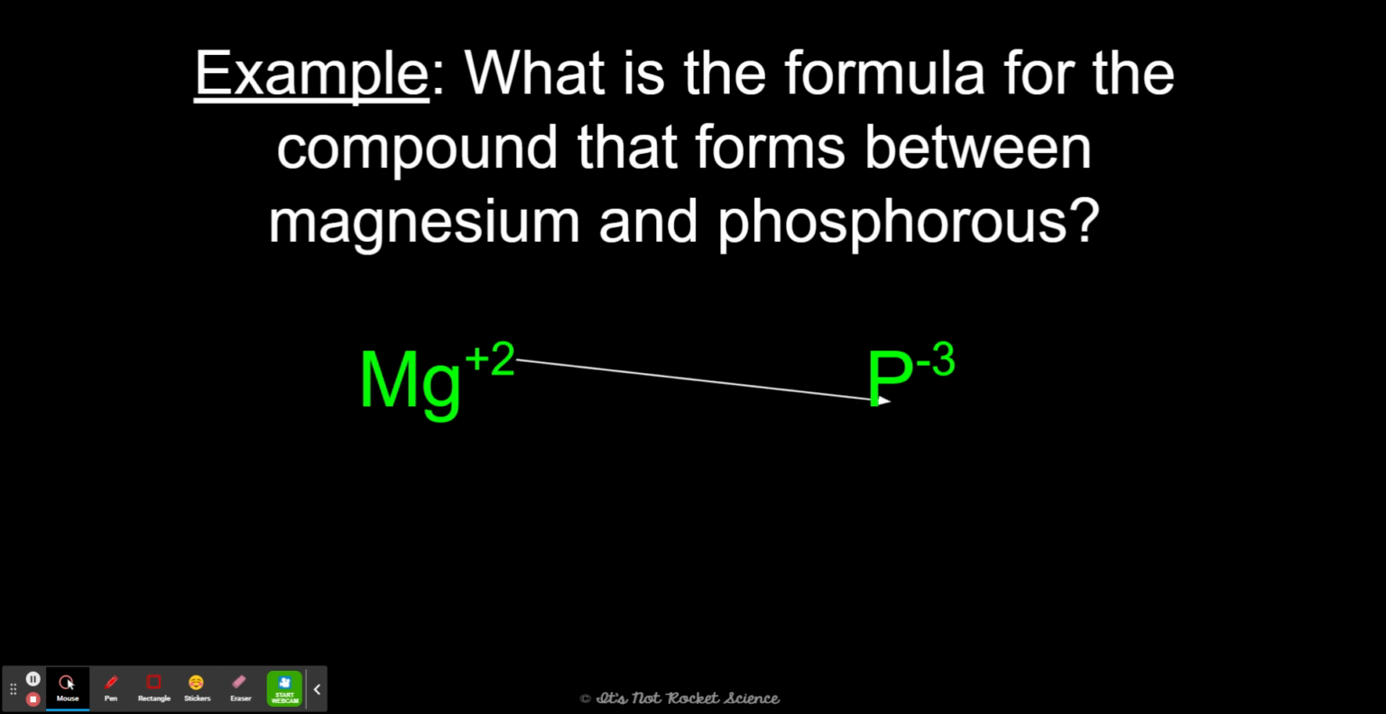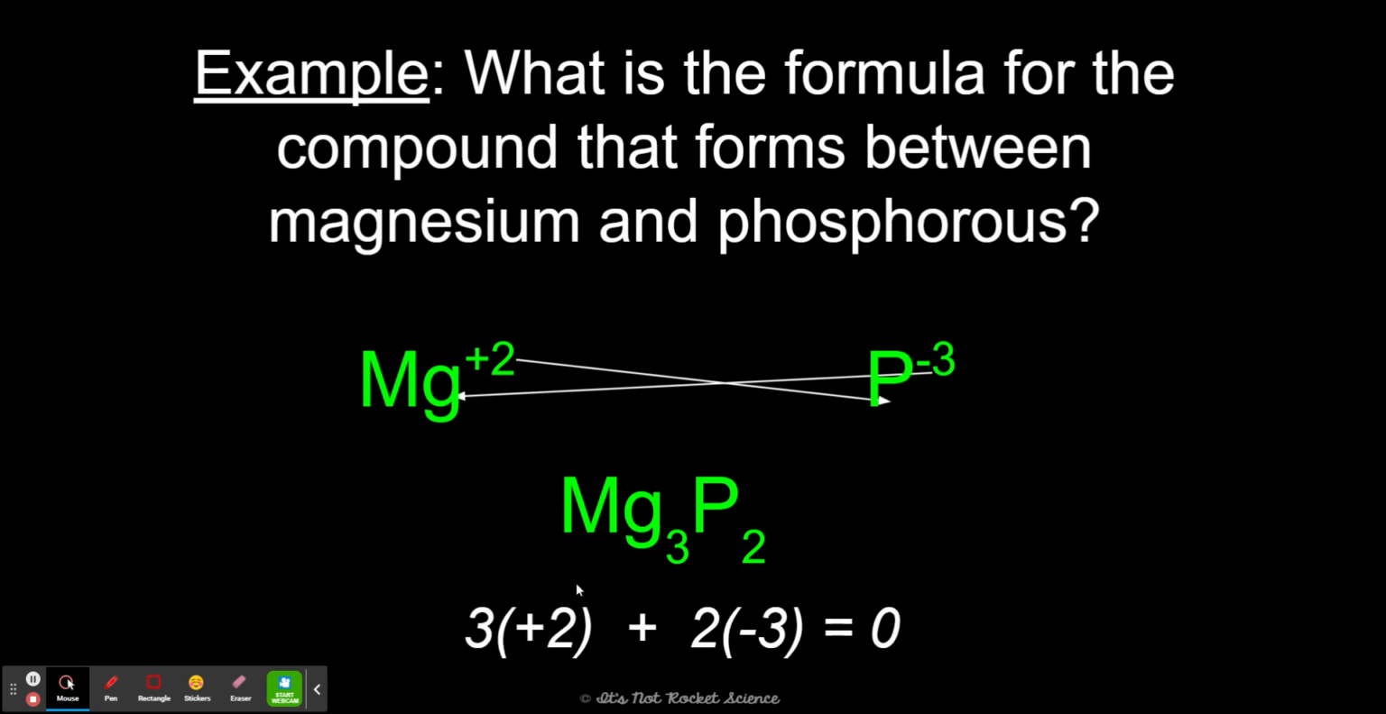We take the charge number of the magnesium, and we put that as a subscript for the phosphorus. And then we take the charge from the phosphorus, put it as a subscript for the magnesium, and we get 3 magnesiums, 2 phosphorus. Okay, now let's check and see if that matches.